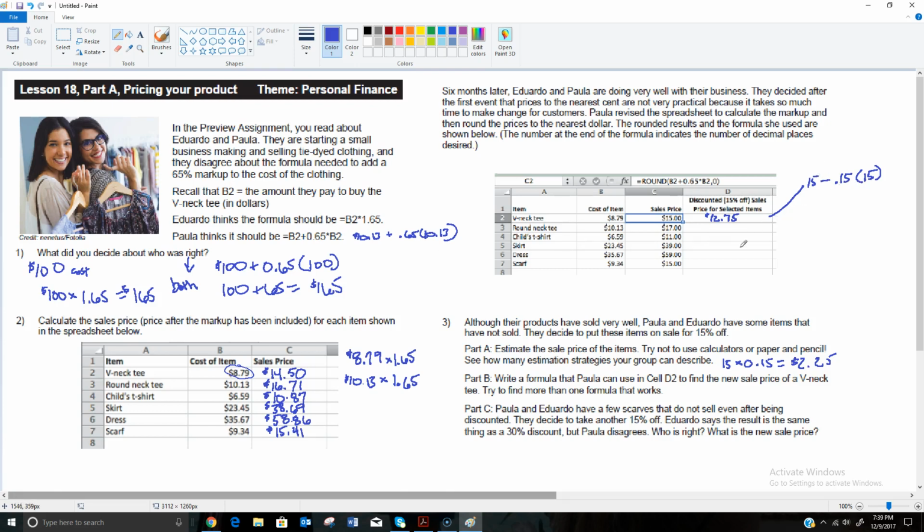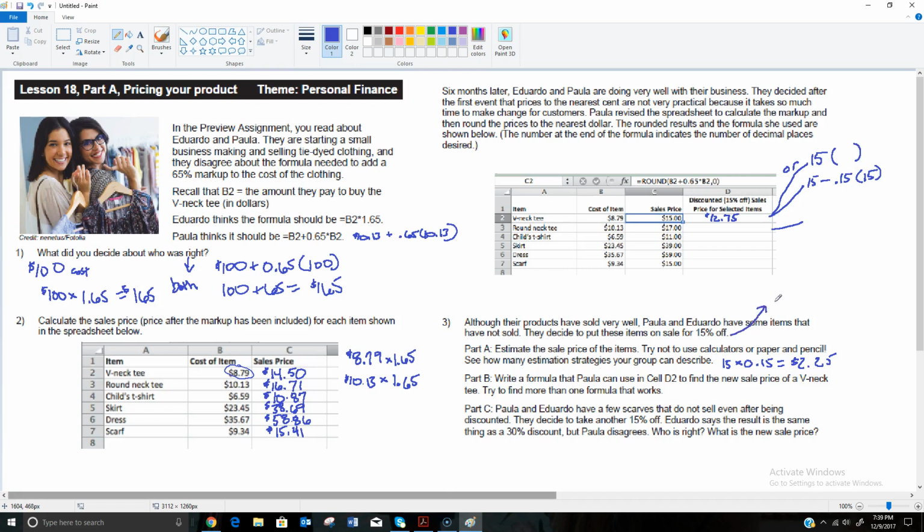There's also an Eduardo method to this. We could do it all in one step like Eduardo did. But we don't want to take it times something over 100%. So this is like 165% to add on to the cost. We want to take off. So what we want to do is, you could also take 15 times what is 100% after you take 15% off.